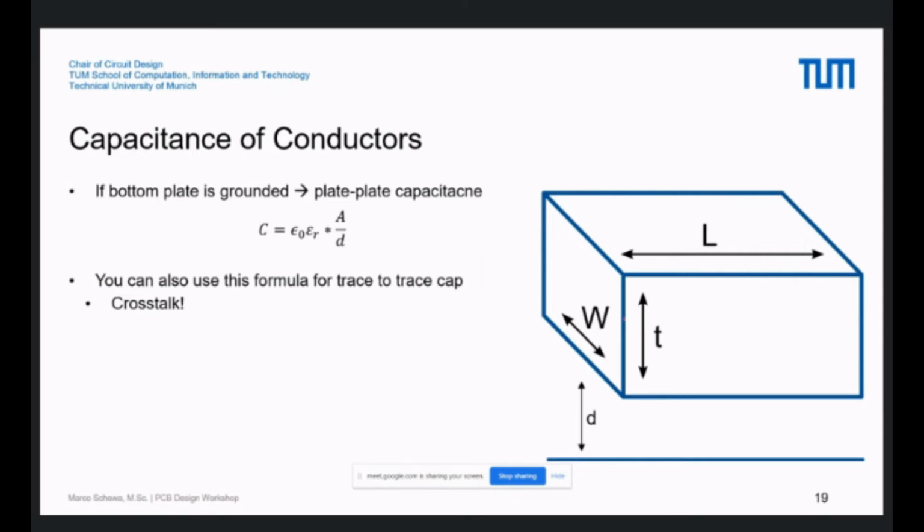And of course, if you have the ground plane on the bottom, you have also a capacitance between this trace and the bottom plane. This is equal to epsilon times the area divided by the distance. So the area is L times W, the bottom area. And of course, if you have two lines parallel like this, then you have also a capacitance between these two lines. And this is the crosstalk. So here, A is then L times T.